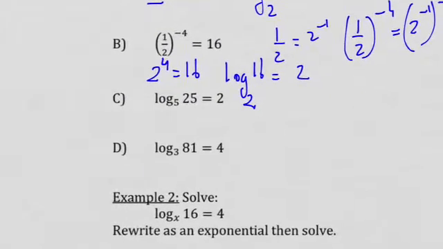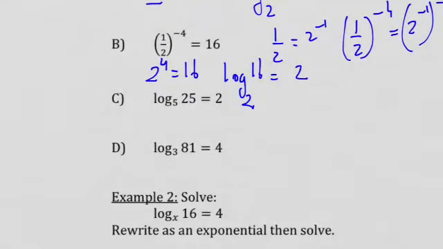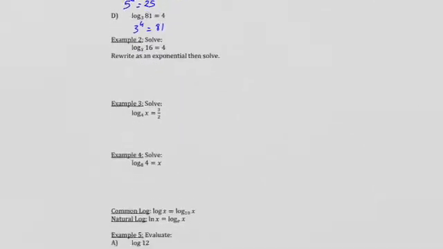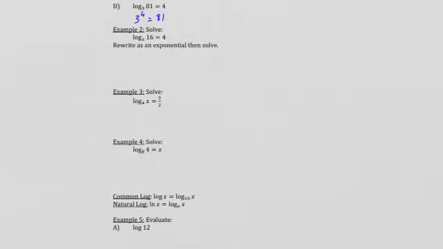Now, if I want to transform log base 5 of 25 equal 2, that means I'm going to have 5 to the 2 equal 25. And we know that 5 squared equals 25. Same thing for this one: 3 to the 4 equal 81. And yes, 3 to the 4 equals 81. All right, so I'll let you try to solve the example number 2, 3, and 4 by yourself.